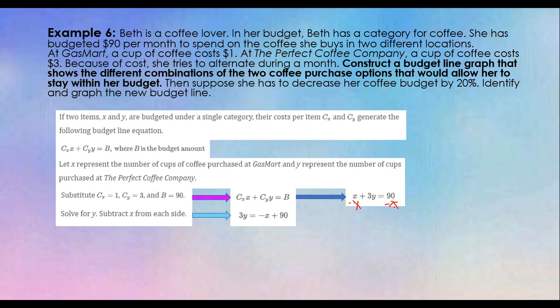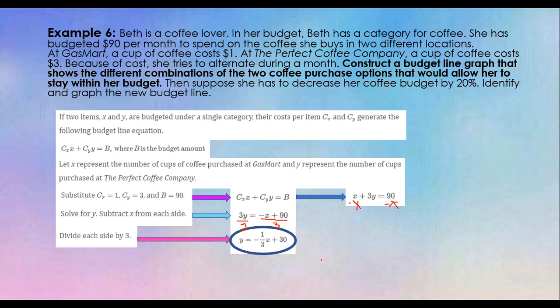The next part, we still have to solve for Y, is to divide each side by 3. Sorry, I'm trying to do this with a mouse. It is really challenging. And we would end up getting Y equals negative 1/3 X plus 30, because 3 goes into 90 30 times. Okay, cool. This right here is our budget line equation.